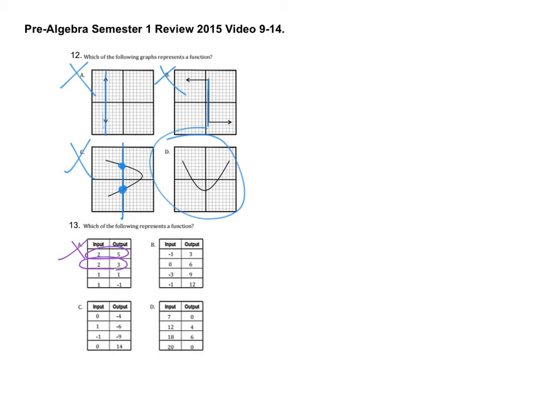B. Do I have any x values that show up more than once? I think I do. -1 is paired with 3. -1 is paired with 12. Since -1, that x value has two y values, fails. What about C? Any x values that show up more than once? 0 is paired with -4. 0 is paired with 14. Fails. What about D? 7's only one time, 12's only one time, 18's only one time, 20's only one time. So D is my table that represents a function.